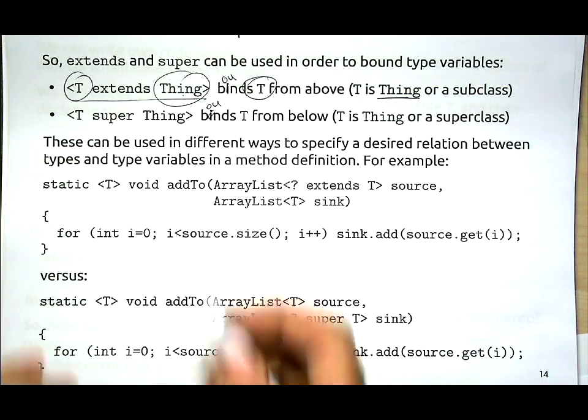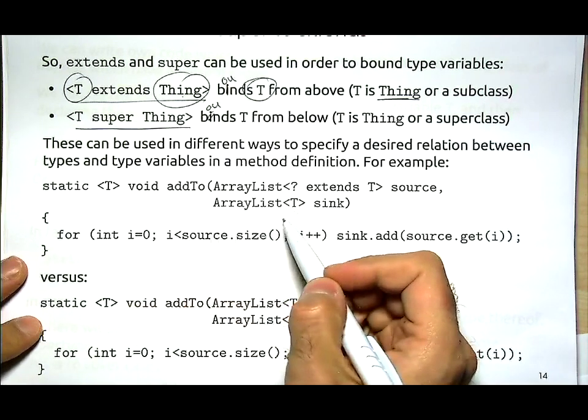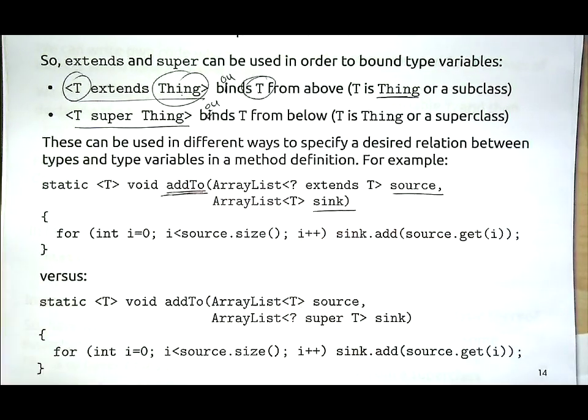On the other hand, when we say T is a super of thing, we say T is either this type thing, or is something above it, a superclass of it. And we can use combinations of these in order to get the desired relation between the type variables we have. For instance, here, we can define an add2 method that takes two array lists, a source and a sink. What it does is it takes all the elements of the source and adds them to the sink.